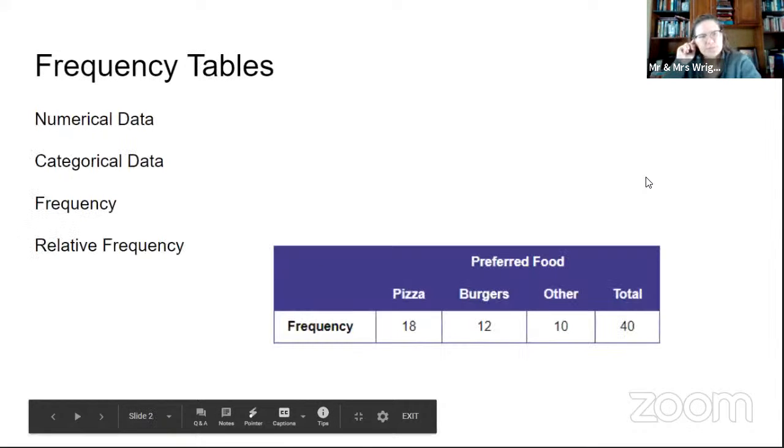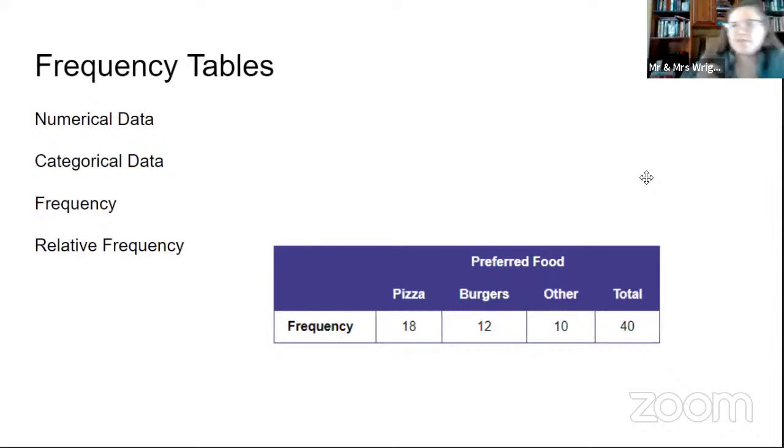Oops. I thought I had a frequency table to show you, but I don't. Let's go ahead and, you know what? Let me grab my calculator. Oh, here it is.